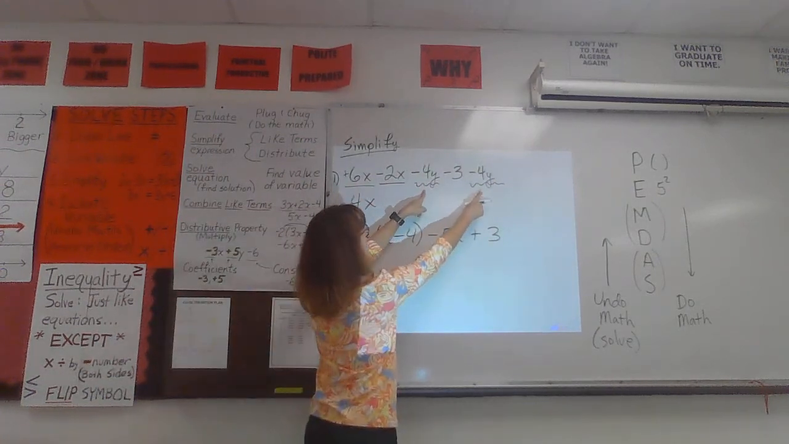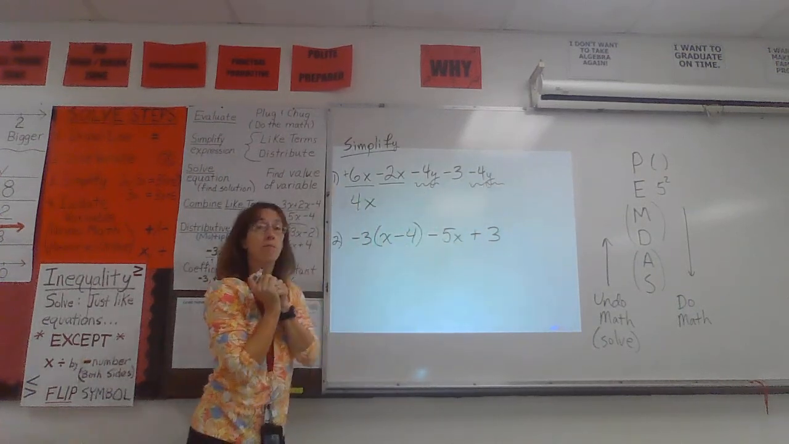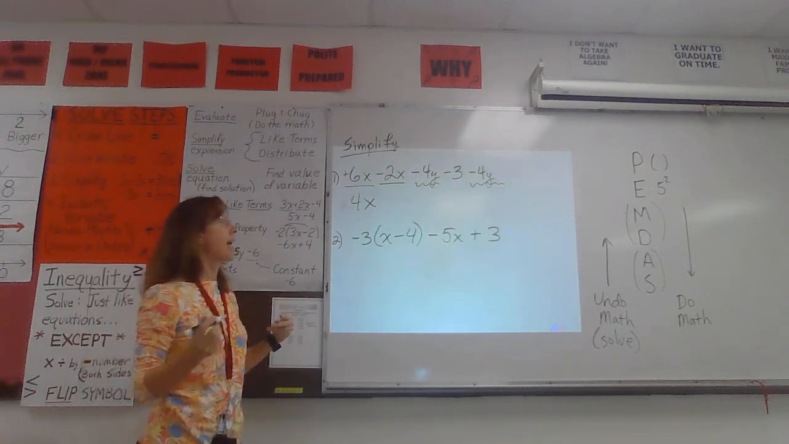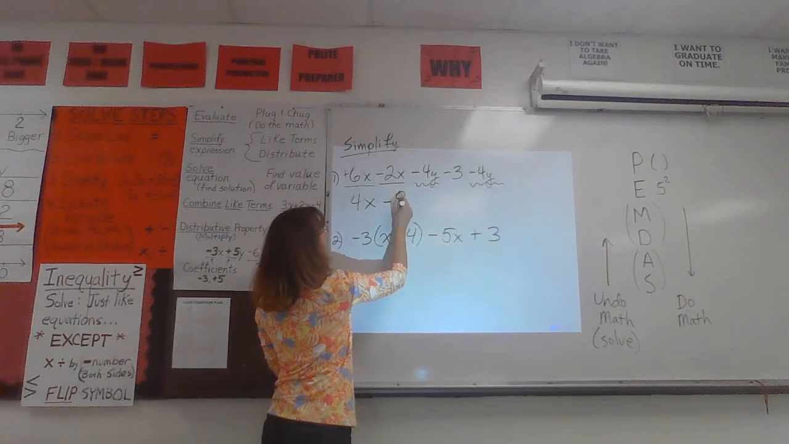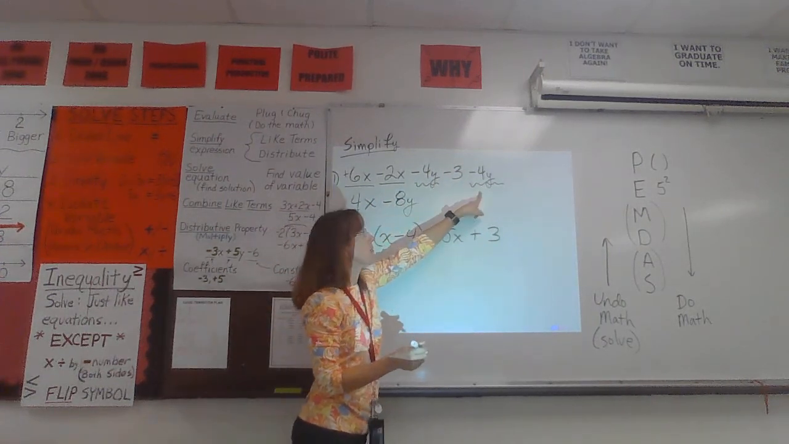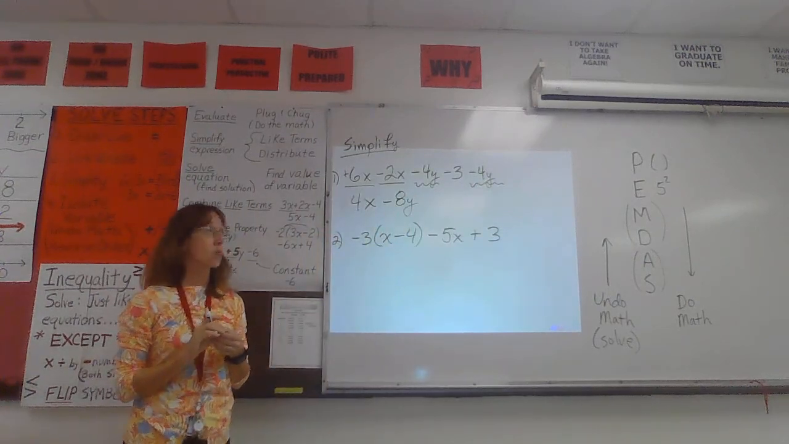My y's can go together. I have 4 bad and 4 bad. So 4 bad guys and 4 bad guys. Altogether, how many bad guys do I have? You're right, I have 8 bad guys. So this is minus 8, and those are y's. So negative 4 somethings minus 4 somethings is negative 8 somethings. Again, don't change the somethings, they stayed as y's.